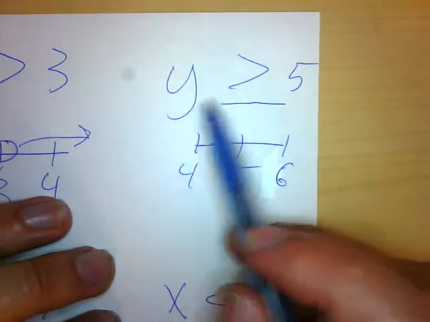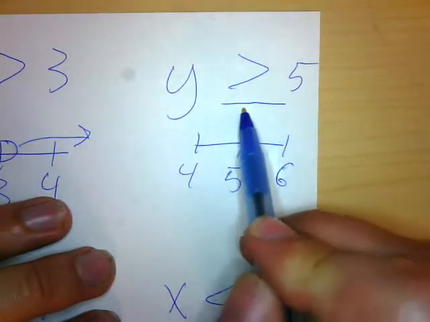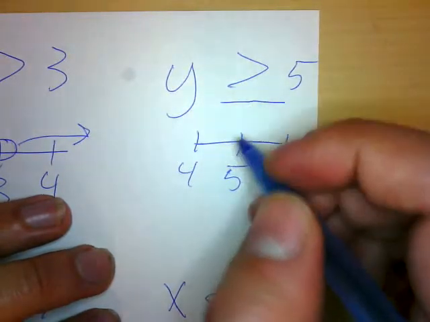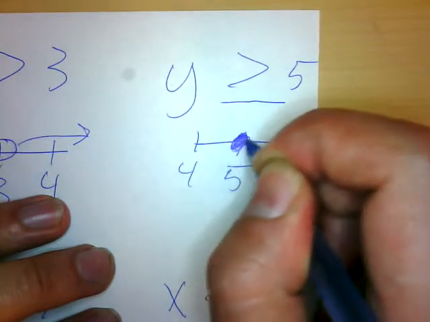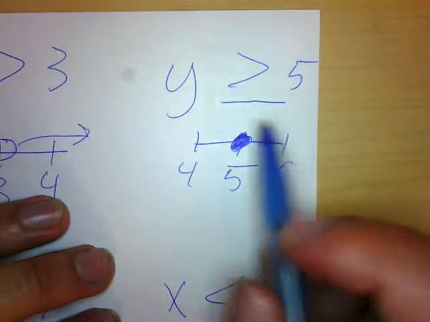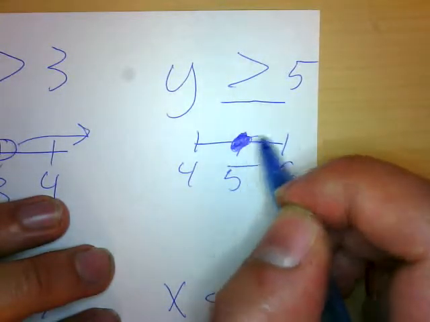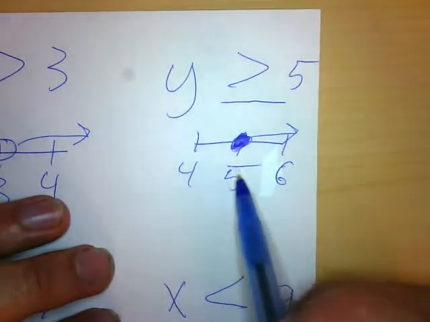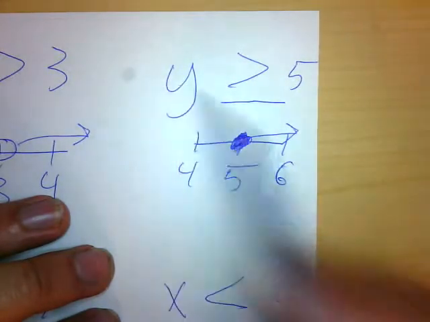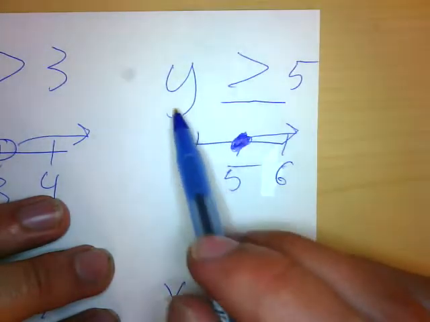This reads y is greater than or equal to 5. If you see greater than or equal to, that is what we call a closed circle, because it means any number that is greater than or equal to. So it could include the number 5. And because it's all numbers greater, the arrow goes to the right. We could put in 5 right here, and that would be fine. We could put in 6, and that would be fine. We could not put in 4, because 4 is not greater than or equal to 5.